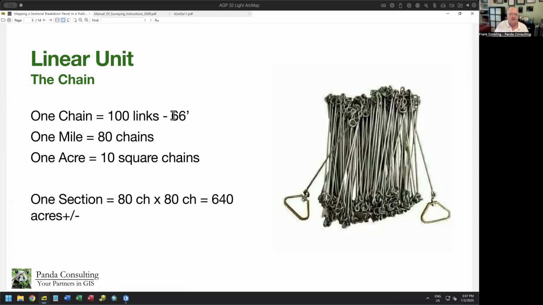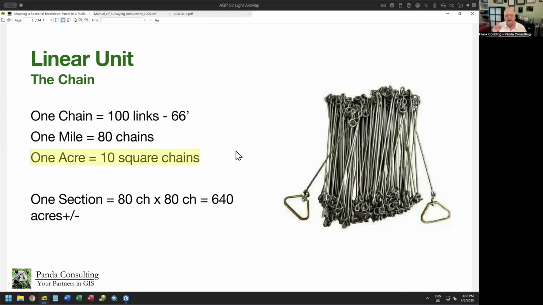But what's interesting about this, once you recognize this, is that some of the equivalencies that we've learned to sort of memorize were not the original numbers. They all come down to chains. So a mile inside the public land survey system is not equal to 5,280. It's actually equal to 80 chains. So 80 chains is 1 mile. An acre is 10 square chains.